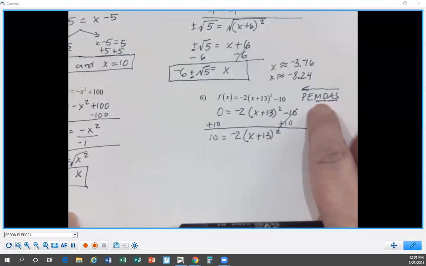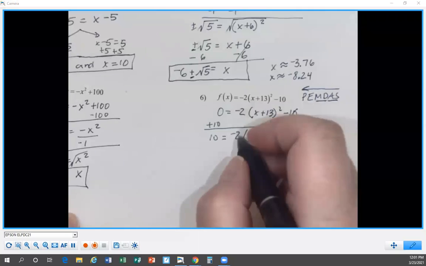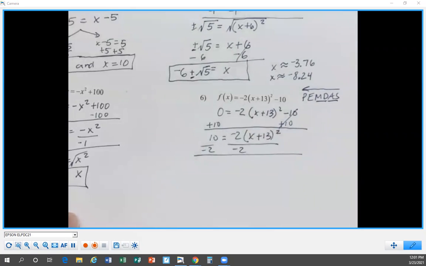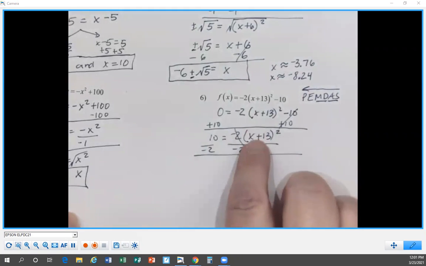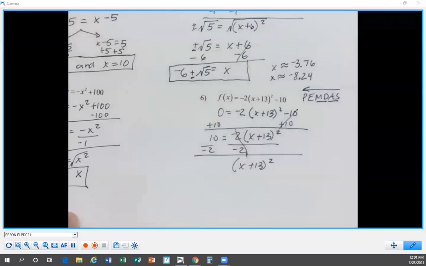Multiplication and division. Okay, so is my x variable being multiplied or divided by anything? Yes, there's that negative 2. So I'm going to divide by negative 2. Negative 2 divided by negative 2 is 1. So then I bring down this (x + 13) squared.